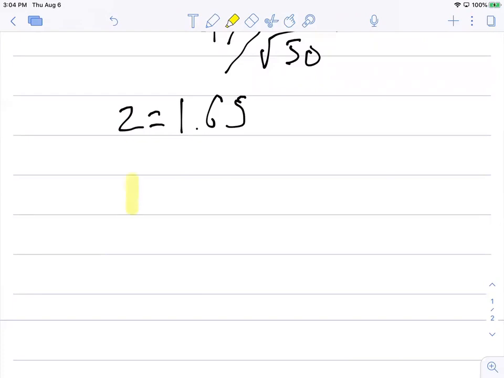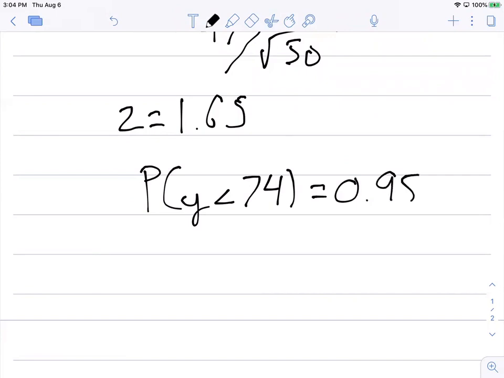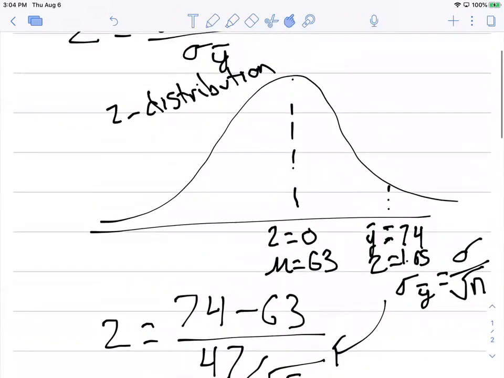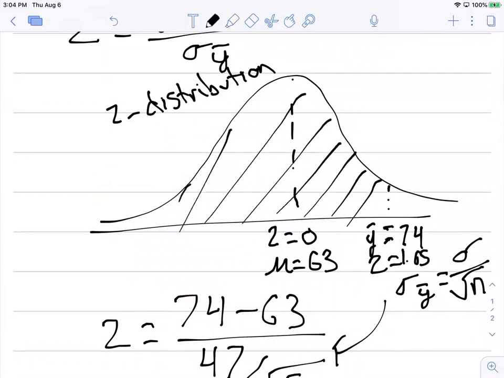And so we can write this as the following. The probability that y is less than 74 equals 0.9505. And now remember, when you're looking at the z-table, it's telling you all the values to the left of some value that you specify. So it's telling us here almost the entire curve except for everything to the right of our sample mean of 74.